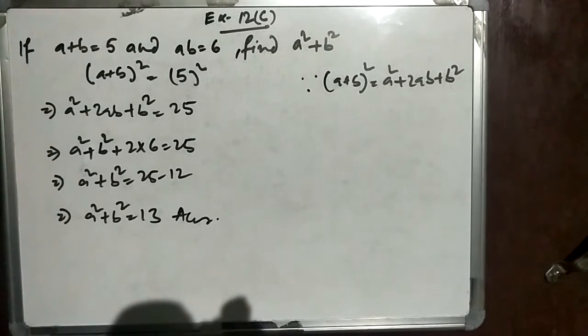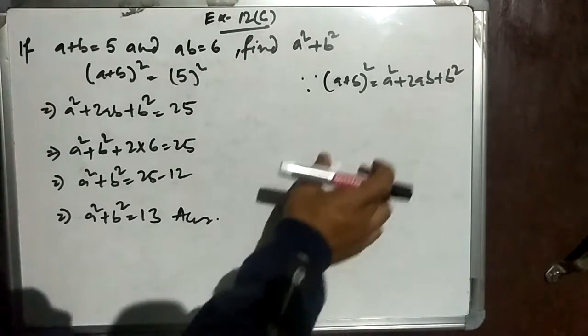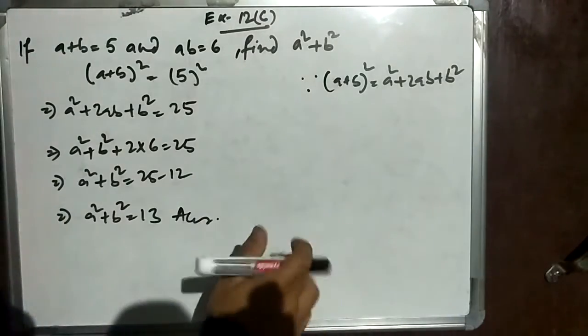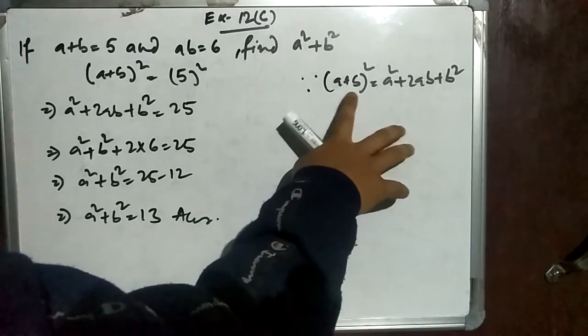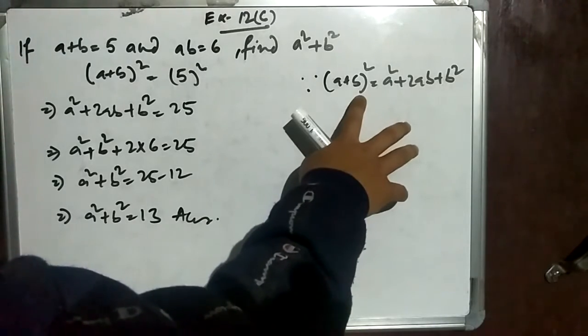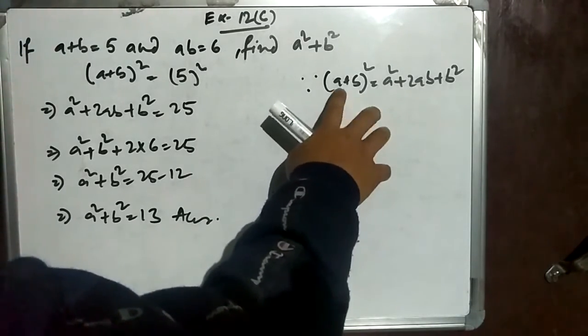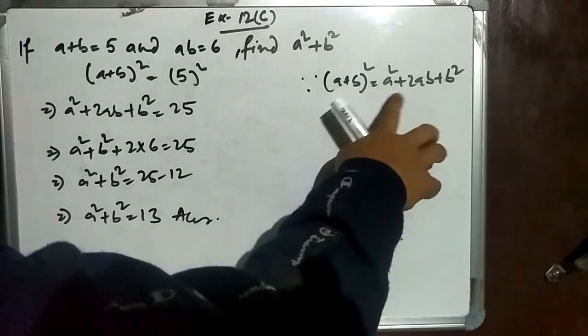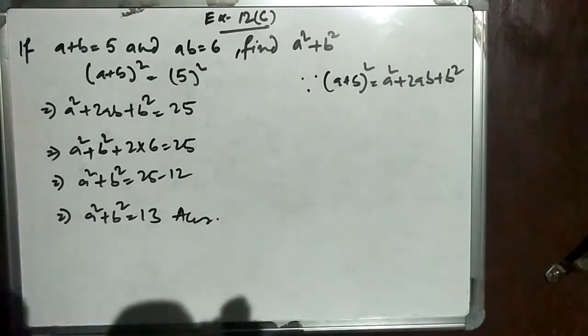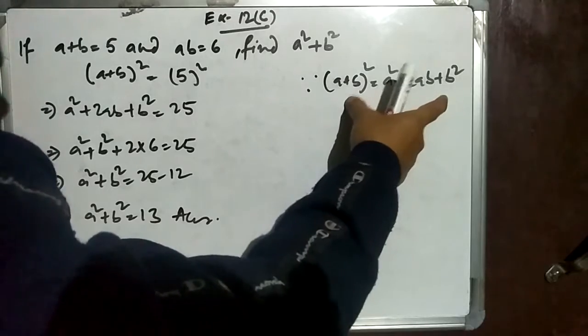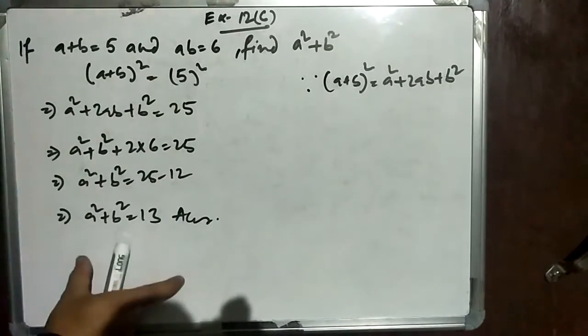Now, if a plus b equals 5 and ab is 6, then find a square plus b square. In these identities, we have to go through the formulas. It is given here that (a plus b) whole square, it is a whole square because of this bracket, equals a square plus 2ab plus b square, right? Now we have to use these identities to solve this question.